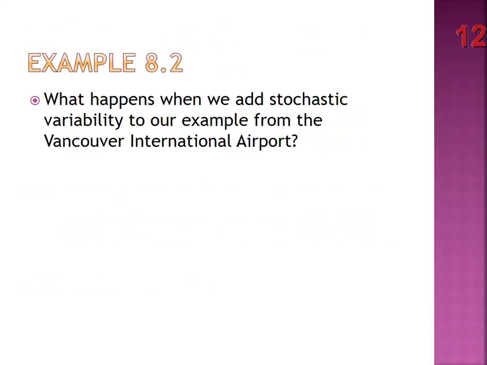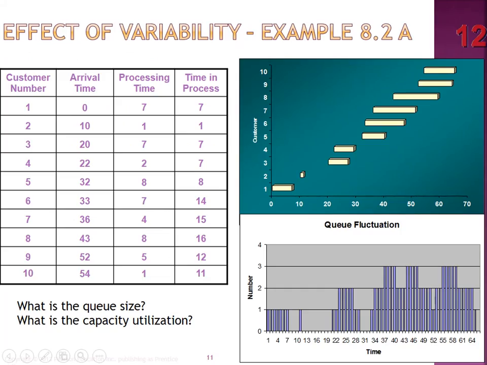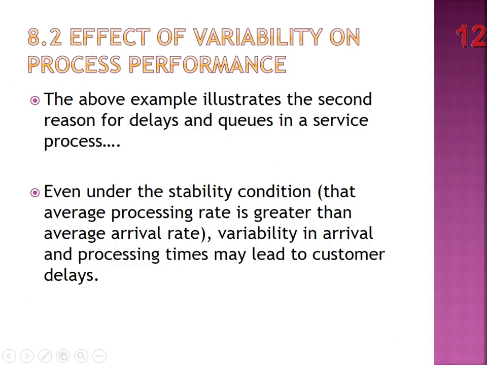So what happens when we add stochastic variability to our example from the Vancouver International Airport? If we start to add in that variability, everybody doesn't arrive at the same time, and we're not processing them at exactly the same time, we start to get queues that build up over time because of the variability introduced into the process. Note that while passengers 1, 2, 3, and 5 don't have to wait, all the others do, because as time continues, that variability continues to stack on itself. The longer your process runs, the larger the issue becomes when you haven't addressed the variability. Okay?